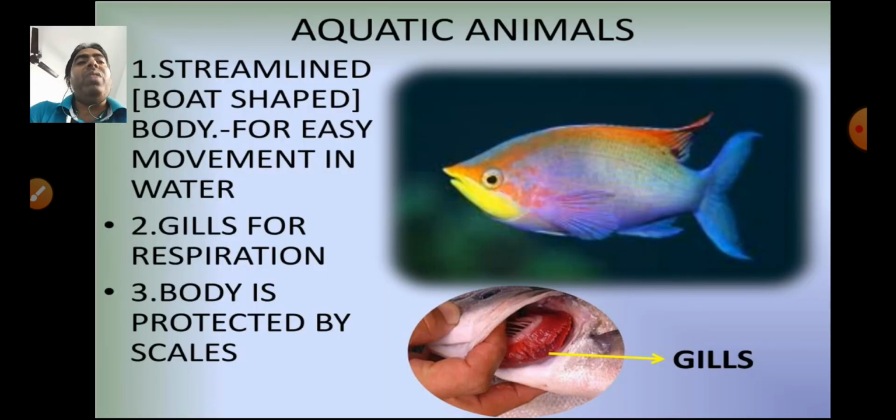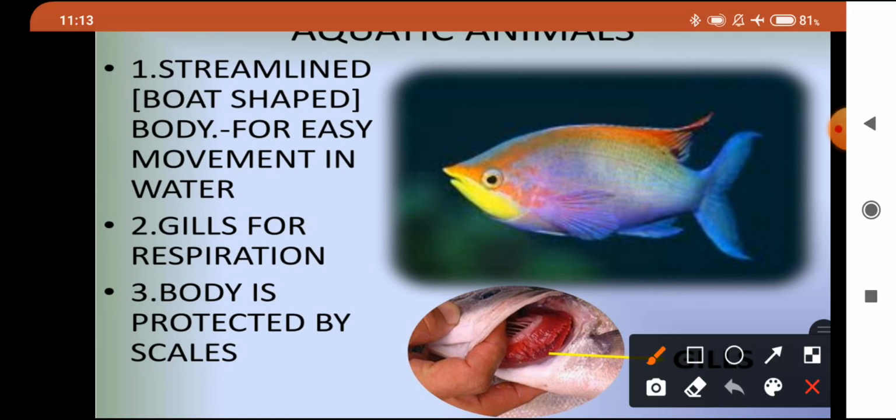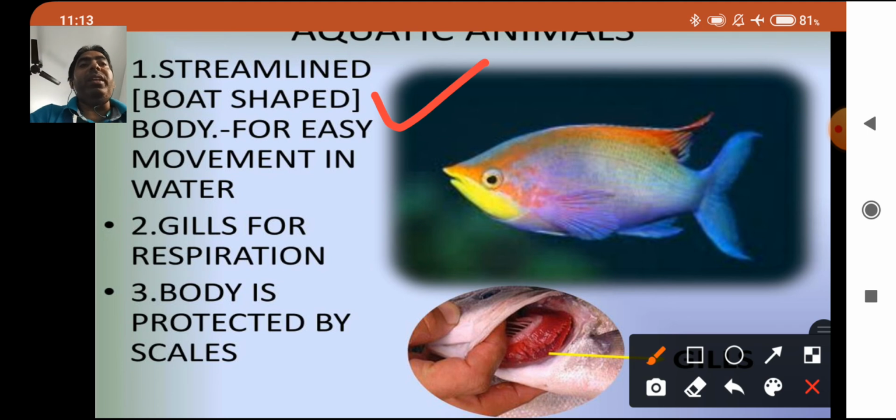Some aquatic animals are also there. So, fish. We will see about the fish. A fish has a streamlined body. This streamlined shape of the body helps to overcome the resistance due to water and enables the fish to swim fast. Next is gills for respiration.